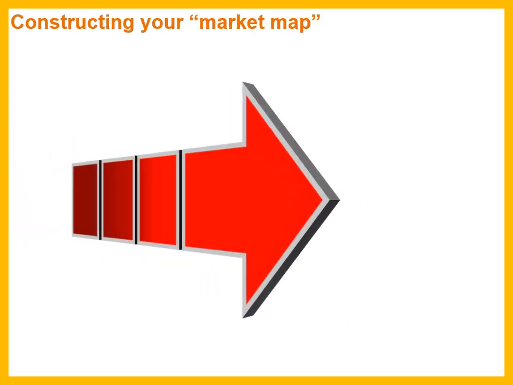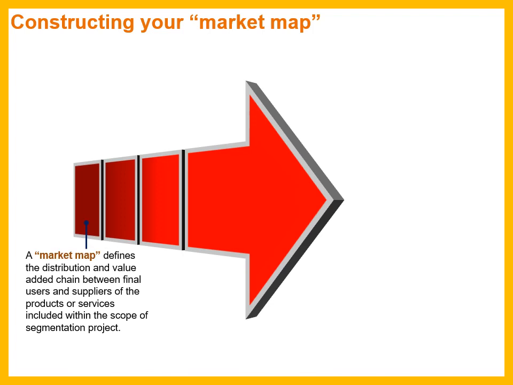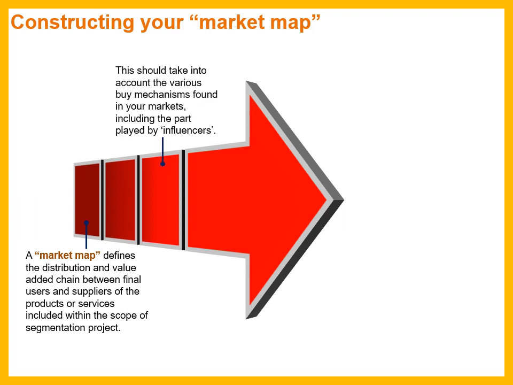Constructing your market map. A market map defines the distribution and value-added chain between the final users and the suppliers of the products or services included within the scope of the segmentation project. This should take into account the various buying mechanisms found in your markets, including the part played by the influencers.